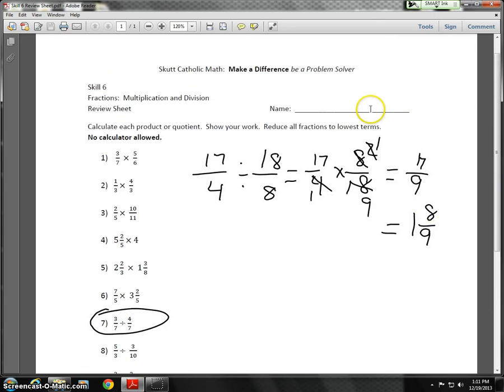That concludes the review for skill number 6, fractions, multiplication, and division.